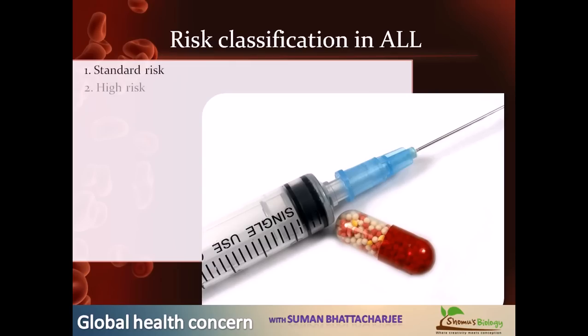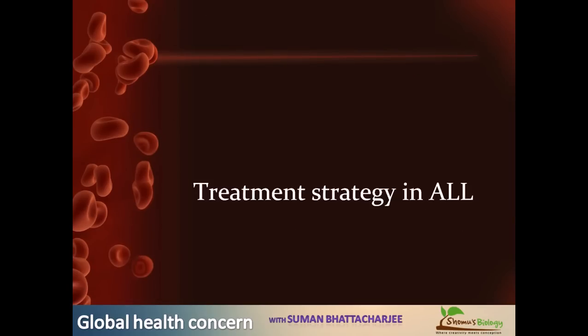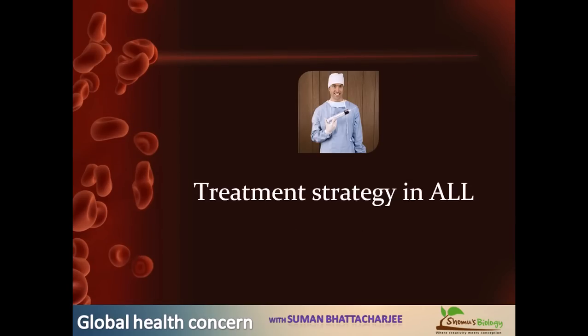Second one is the high risk type of ALL, where we need to increase the amount of treatment, and some other types of therapy must be used. And finally, the very high risk type of ALL, where we need to rely on more than one type of treatment to act at the same time. So let's talk about each of these separately. So what is the treatment strategy? And actually the treatment strategy of ALL depends on certain things.